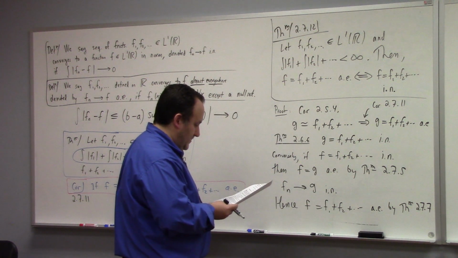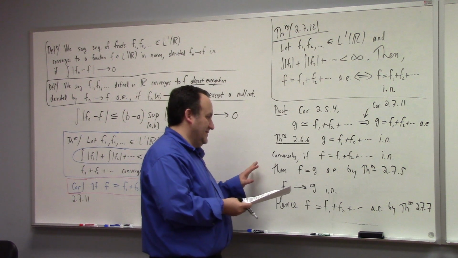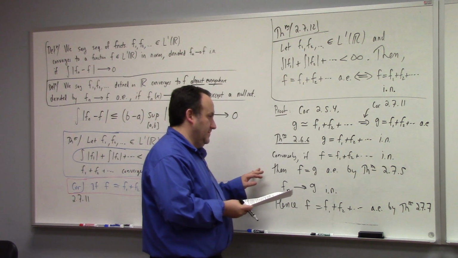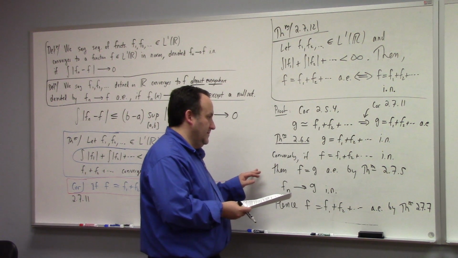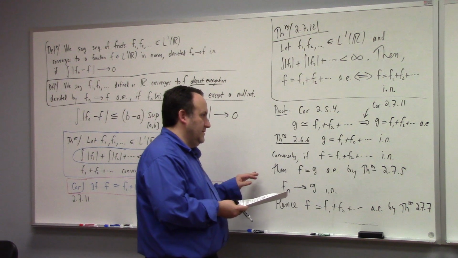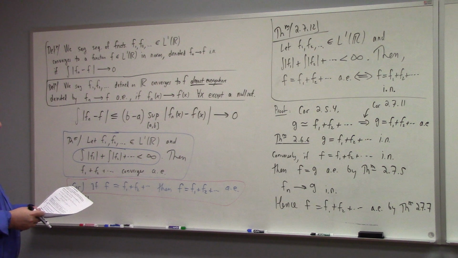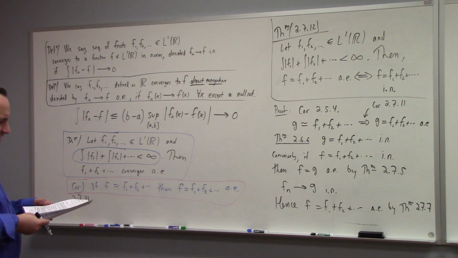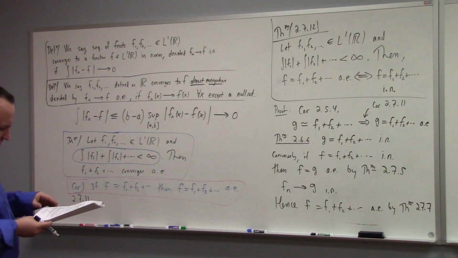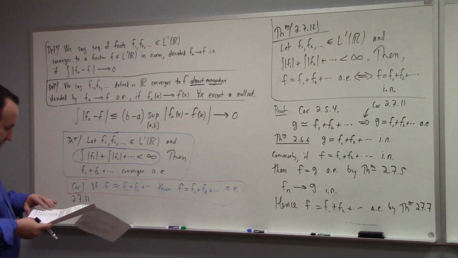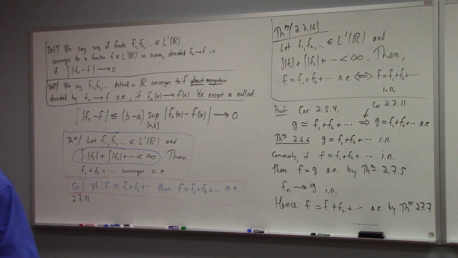So I guess we have, I think I've got things. But g equals f1 plus f2 plus dot dot dot almost everywhere by the corollary. Right. Yeah, I think it's all here.